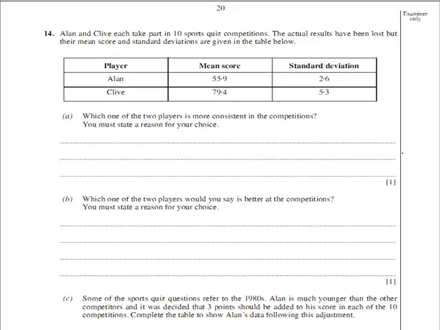In 14 part A, which one of the two players is more consistent in the competitions? In this case, you look at the standard deviation. The smaller the standard deviation, the better the scores, the more consistent the scores. In this case, we can see that Alan has a very small standard deviation. So in this case, we'd have to write Alan because he has a smaller standard deviation.